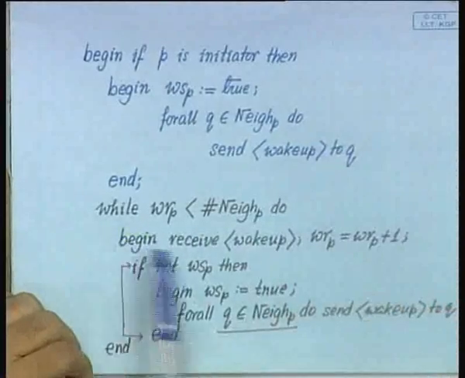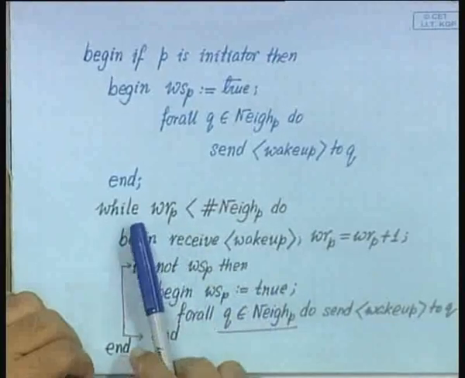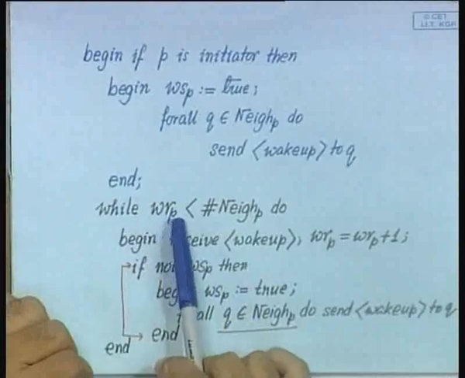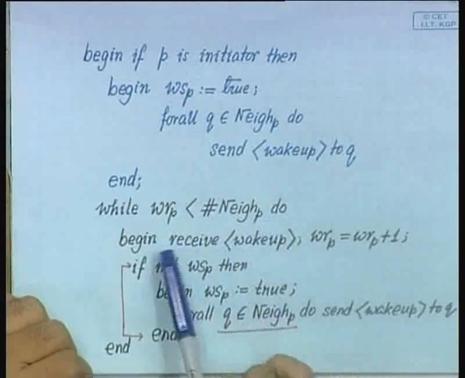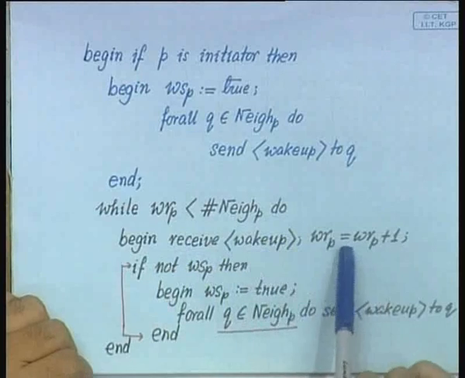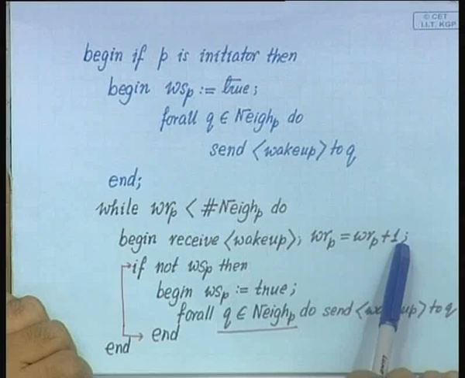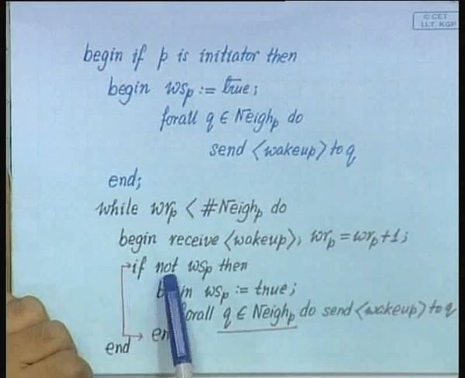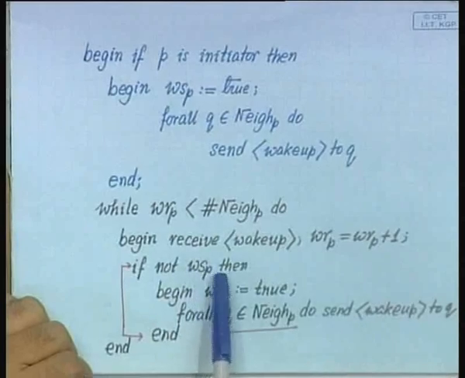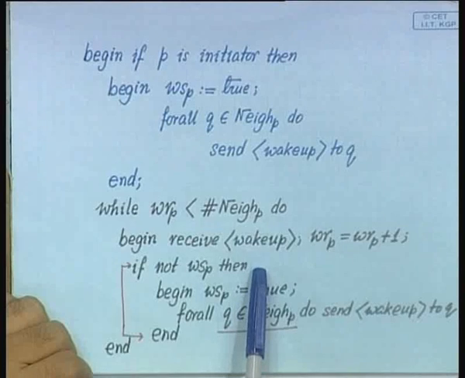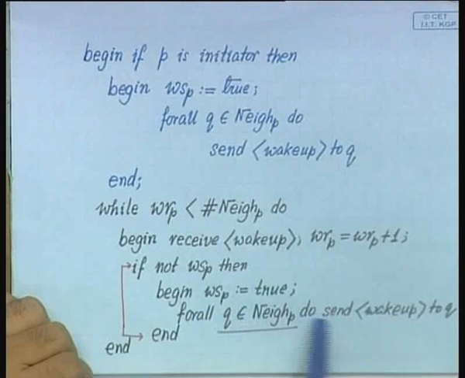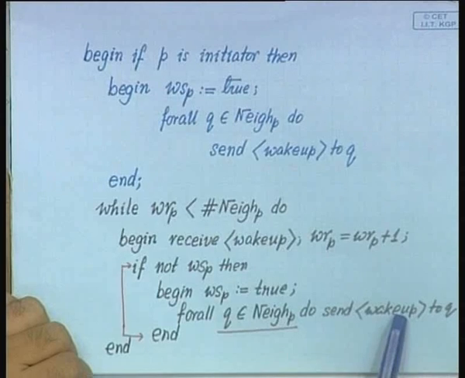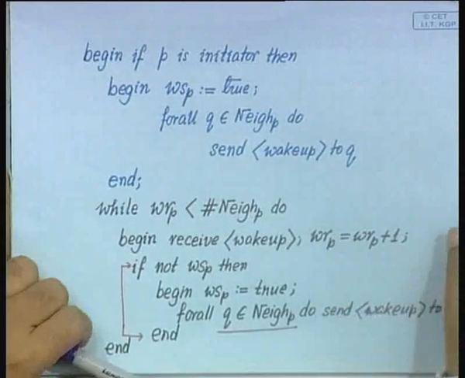And then when a node receives a wake up, this is what it does: while WRP is less than the number of neighbors of P, it receives wake up and then increases WRP by 1. Then if not WSP, that is, if WSP is not true, then it is receiving the first wake up call, so it sets WSP equal to true, and then sends every neighbor a wake up. Okay. So, if you look at it, this is how the thing is going to work.